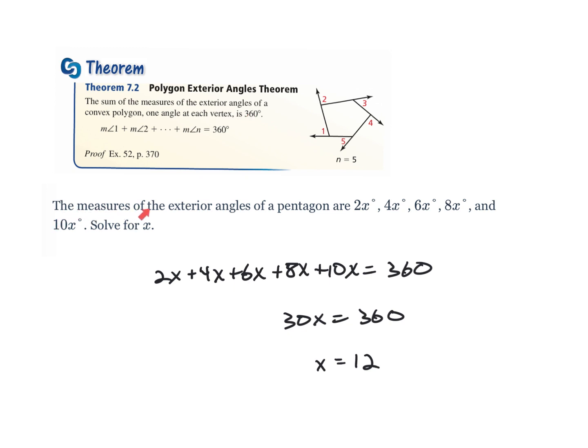Now this question says the measures of the exterior angles of a pentagon are represented as 2x, 4x, 6x, 8x, and 10x. Solve for x. Well, we know that the exterior angles of any polygon equal 360. So we just write our equation. 2x plus 4x plus 6x plus 8x plus 10x equals 360. Combine your x's, we get 30x equals 360. Then we divide by 30 and x equals 12.